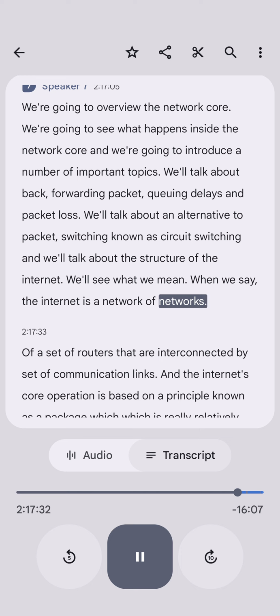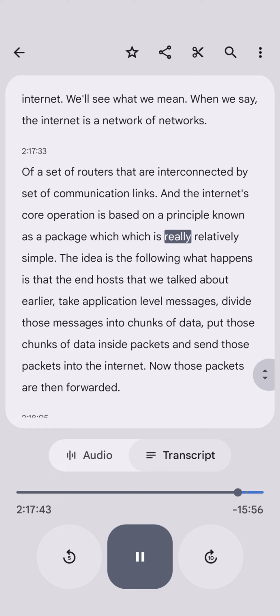The network core consists simply of a set of routers that are interconnected by a set of communication links. And the internet's core operation is based on a principle known as packet switching, which is really relatively simple. The idea is the following. What happens is that the end hosts that we talked about earlier take application level messages, divide those messages into chunks of data, put those chunks of data inside packets, and send those packets into the internet.